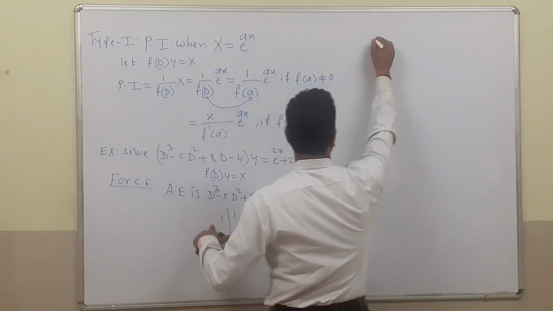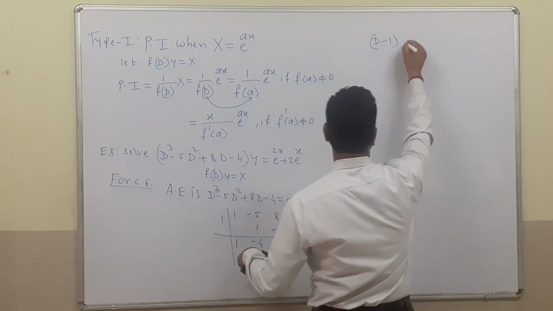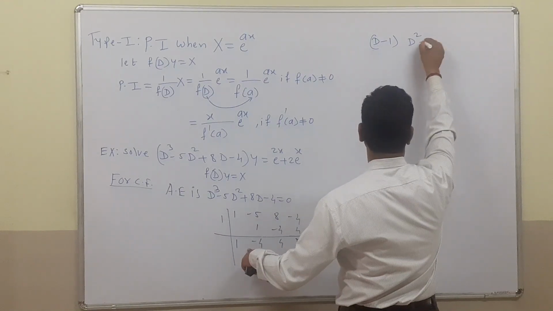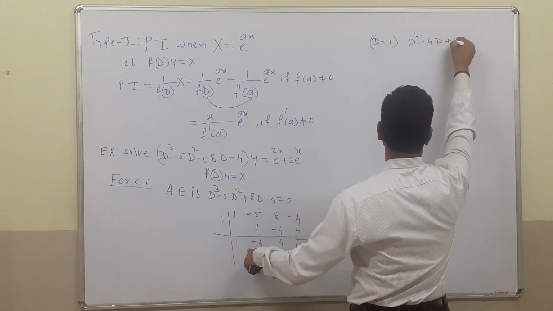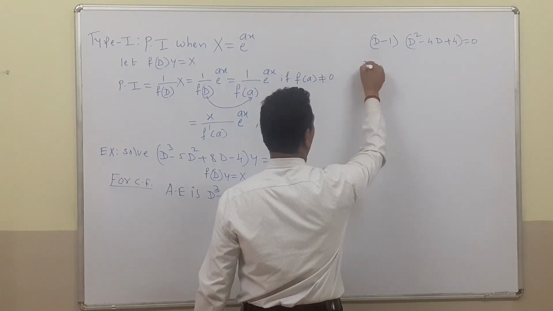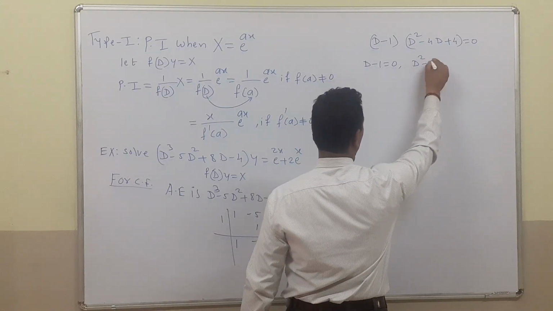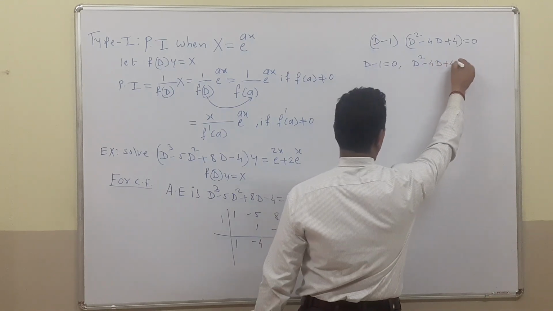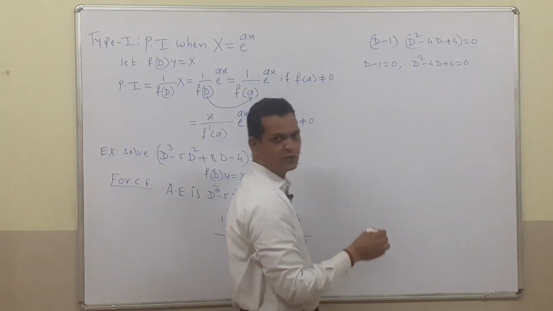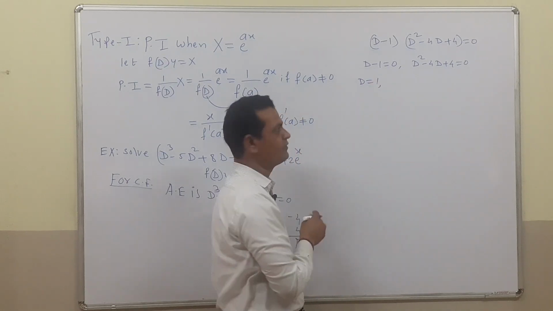If we try to find the roots of this equation, then we get d minus 1, then d square minus 4d plus 4 equal to 0. So we can write d minus 1 is equal to 0 and d square minus 4d plus 4 is equal to 0. So directly we get the value d is equal to 1 from the first equation.